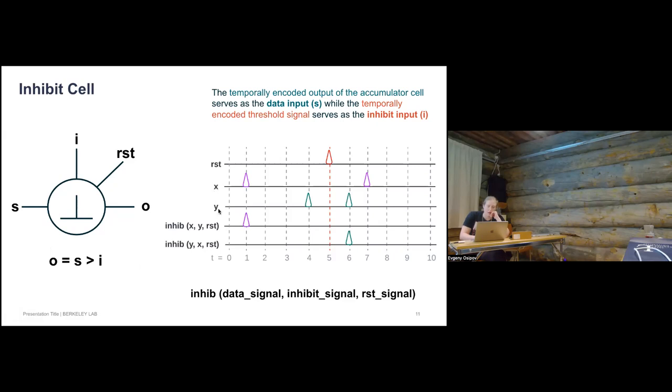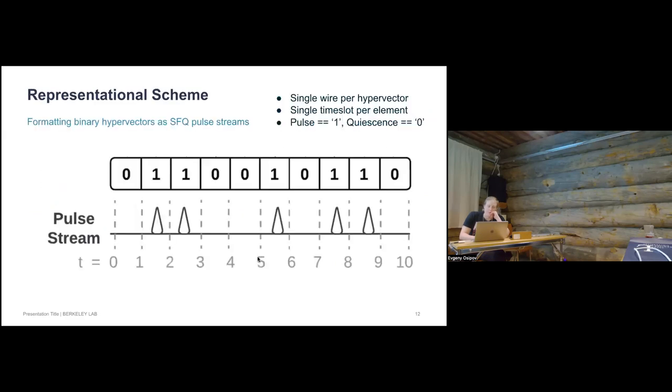So here we have X and Y, and the data signal is listed first and then the inhibit signal. So in this first case, we have X as the data signal and Y as the inhibit signal. So you can see, since X arrives first, again, so time's going this way, X beats Y, so it's allowed through. But in this second case, after the reset, Y arrives first, and so we see no output. And then this is just showing it the other way around.